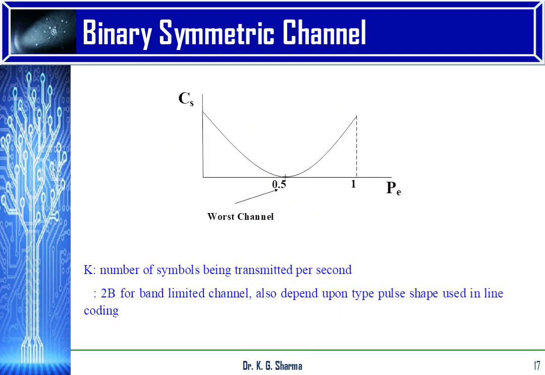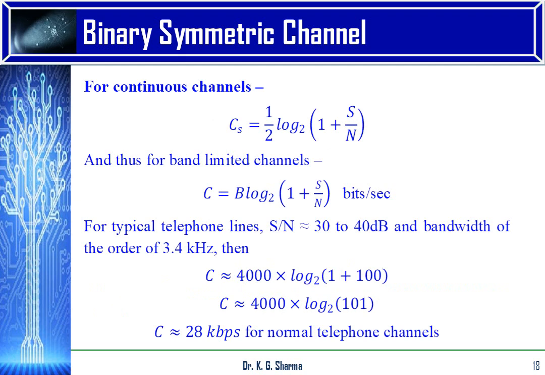Here K is equal to the number of symbols being transmitted per second. This is equal to double of bandwidth for bandwidth limited channel, and it depends upon type of pulse shape used in line coding scheme. From the formula we can calculate that Cs is worst when the value of error probability is half or 0.5. For continuous channel, value of Cs is half log of (1 plus S by N) base 2, and thus for band limited channel it becomes B times log of (1 plus S by N) base 2 bits per second.